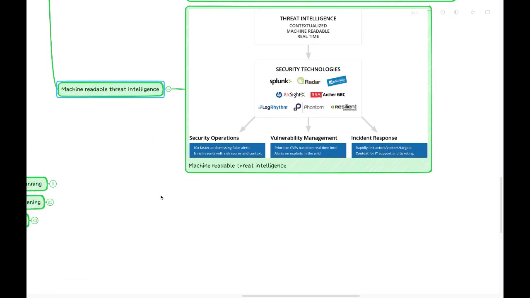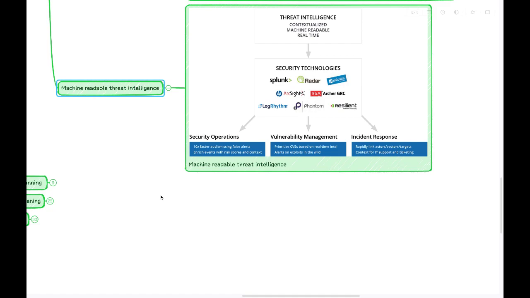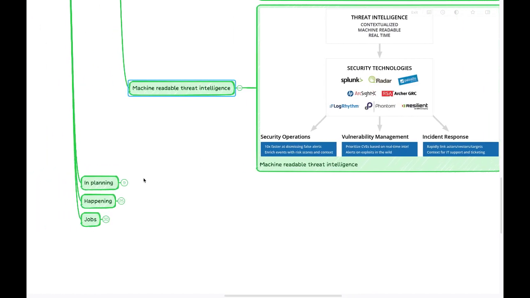Machine-readable threat intelligence refers to threat intelligence that is presented in a format that can be easily processed and consumed by automated systems and machines. The goal of MRTI is to enable efficient and timely sharing of threat information among different security tools, platforms, and organizations. By providing threat intelligence in a standardized machine-readable format, security teams can quickly and accurately respond to emerging threats and enhance their cybersecurity posture.